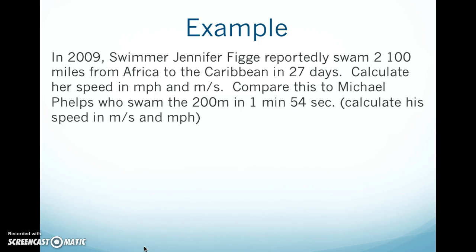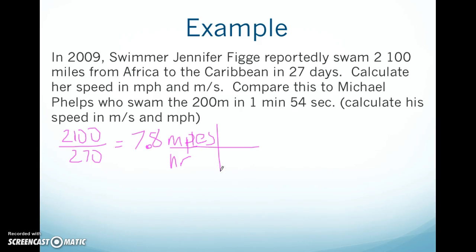Okay, let's assume she swam 10 hours a day. So she spent 270 hours in the water. So if I figure out her speed at 2,100 divided by 270 and run those numbers, I get basically 7.8 miles per hour. I'm going to put miles on the top here, 7.8.